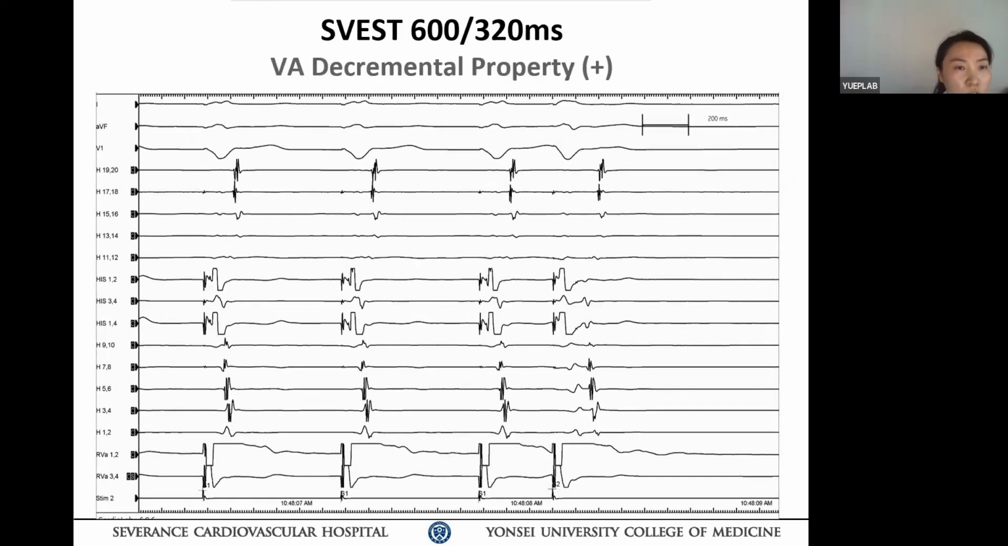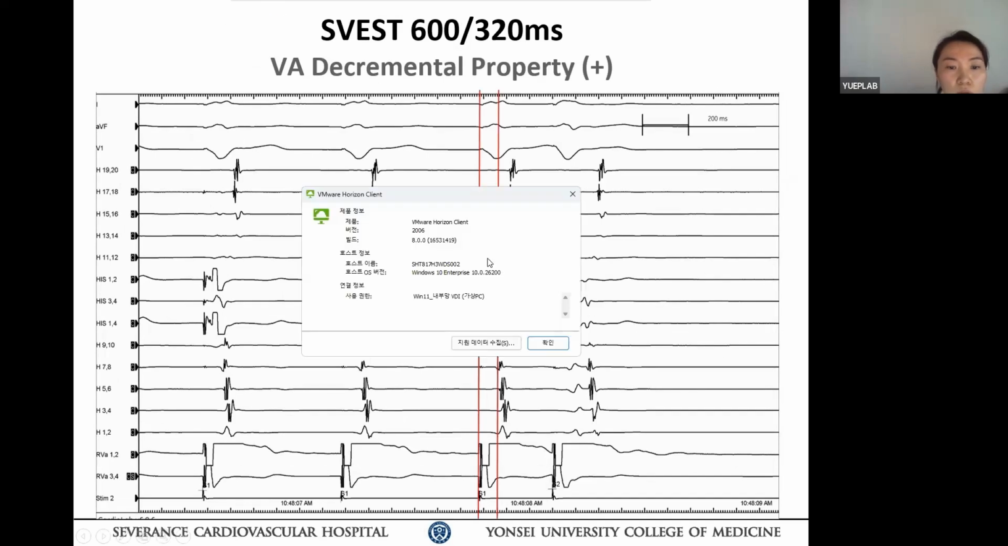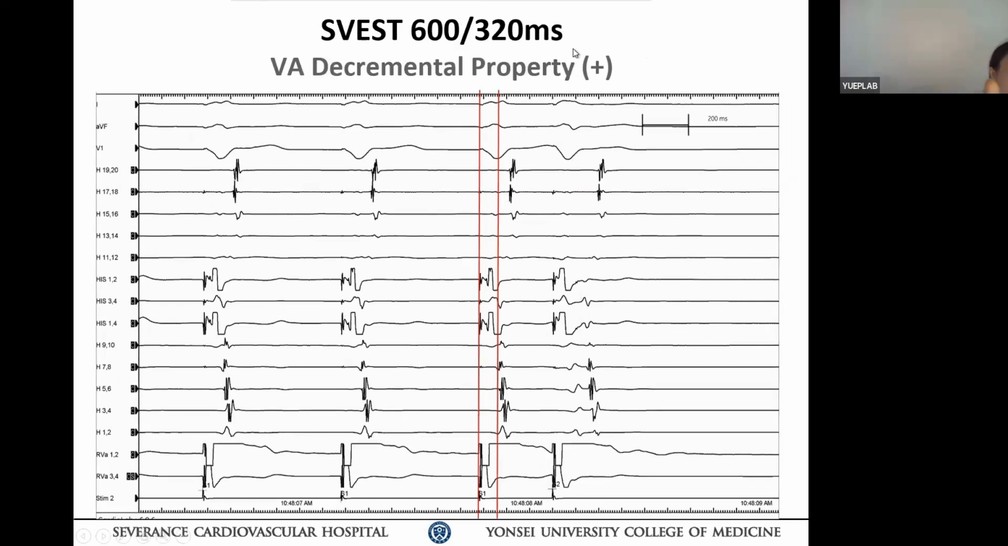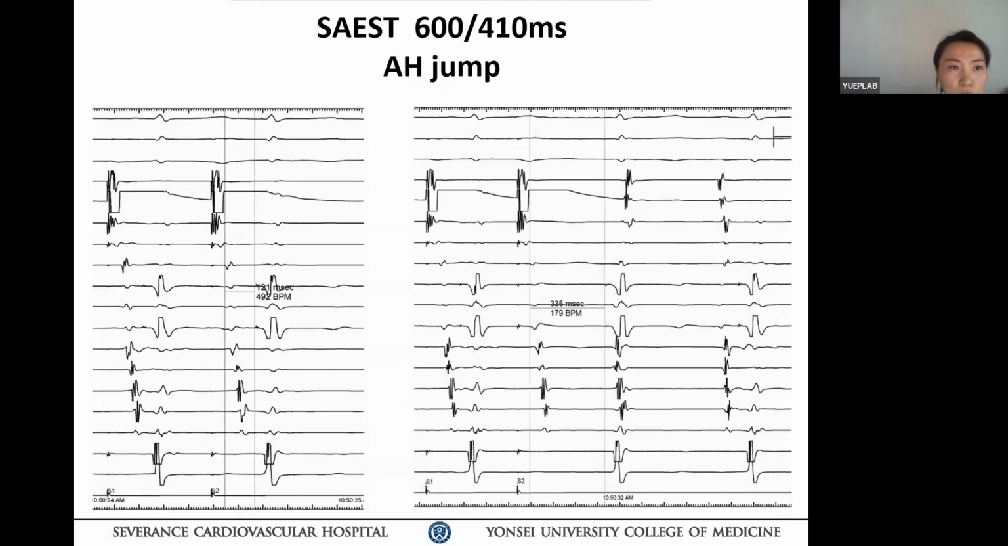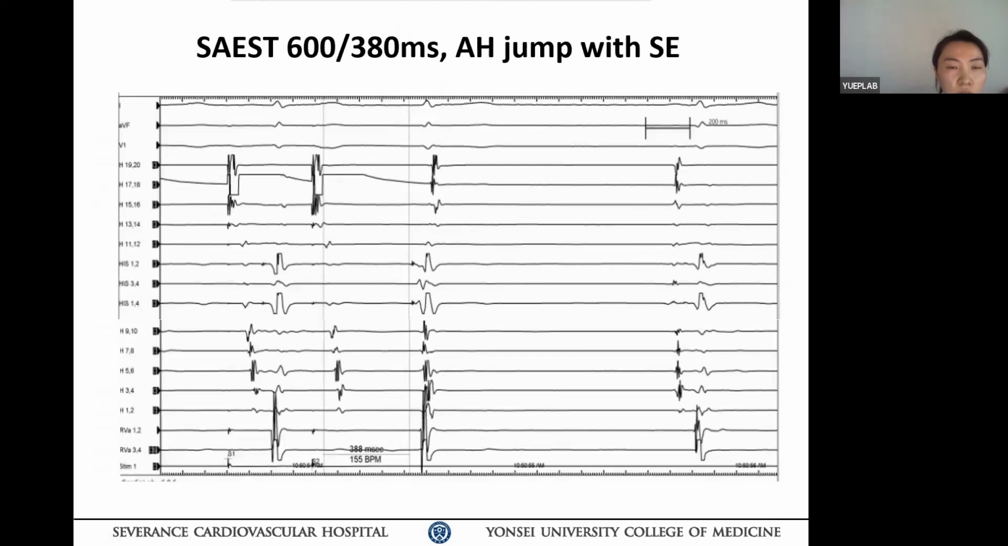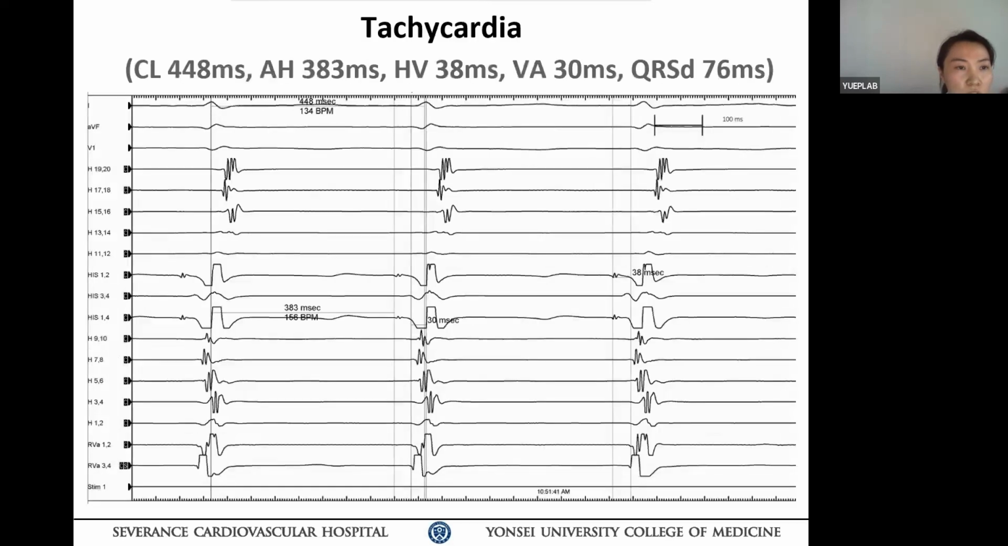During the single ventricular extra stimulus 600 and 320 milliseconds, there was a VA decremental property. During the single atrial extra stimulus test 600 and 410 milliseconds, there was an AH jump. And there was also an AH jump with a single echo beat seen in the single atrial extra stimulus test 600 and 380 milliseconds. So the tachycardia was induced during this single atrial extra stimulus test.